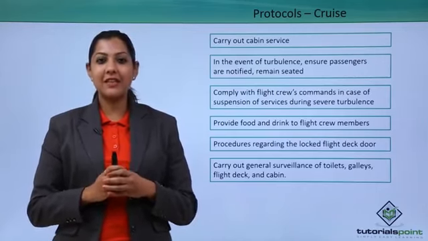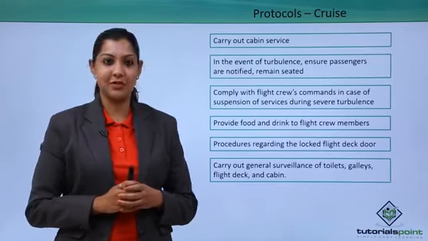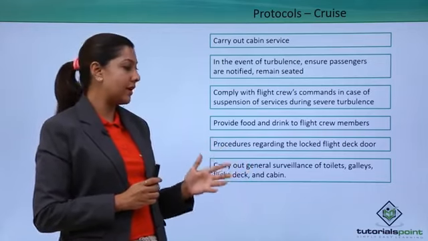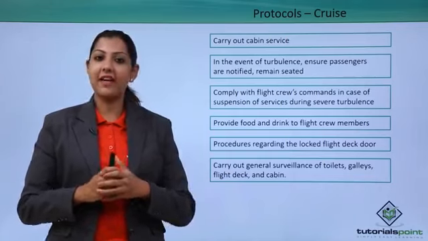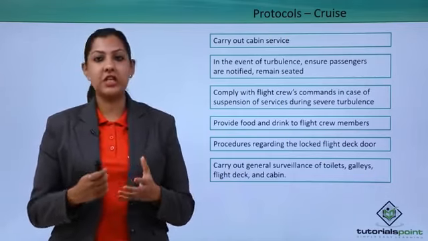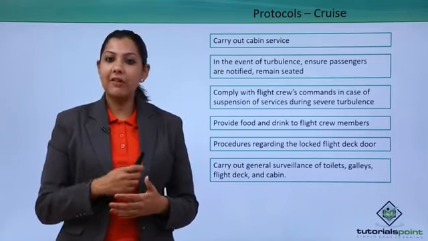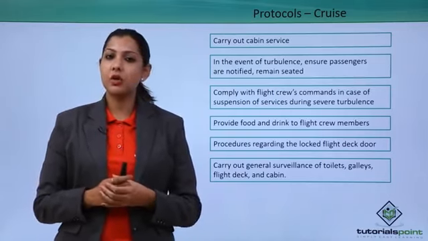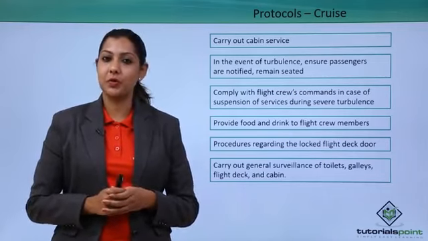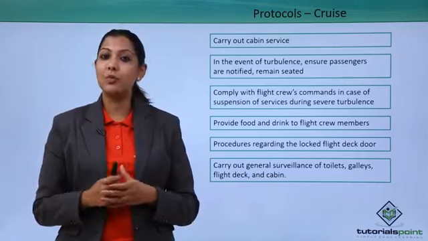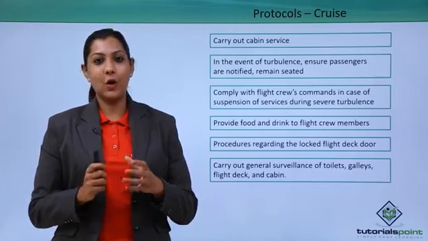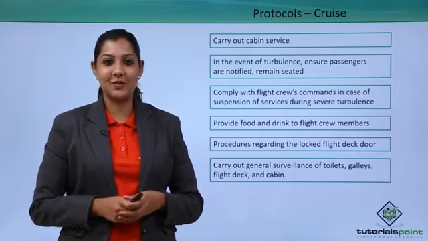Ensure that everything is in terms of the standard operating procedures. The next thing is she needs to carry out a general surveillance of toilets, galleys, flight deck and the cabin. Whenever the service finishes in the cabin, the food, beverage, tea, coffee, etc., the crew should generally take a walk into the cabin to make sure that there is no suspicious thing happening, or if everything should happen according to the protocols. Checking the toilets, making sure that nobody is smoking inside the toilet, making sure that the galley is neat and clean. All of that are hygiene factors that she needs to ensure.